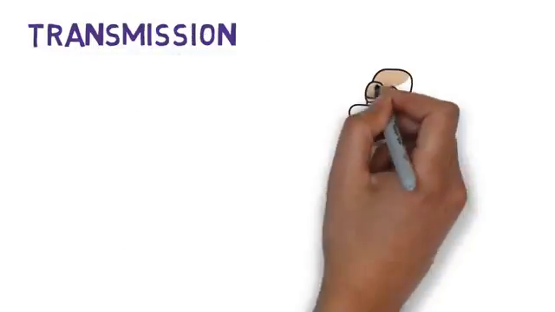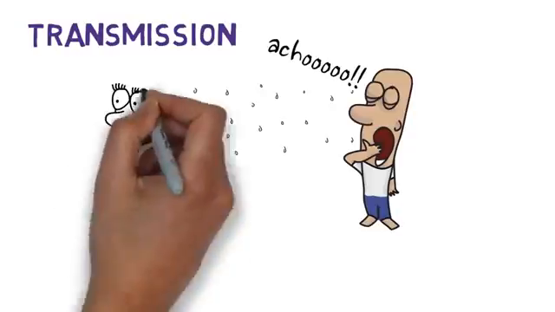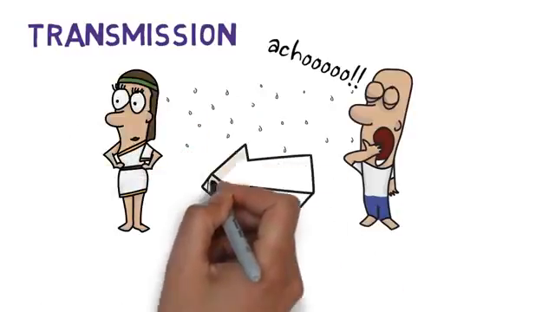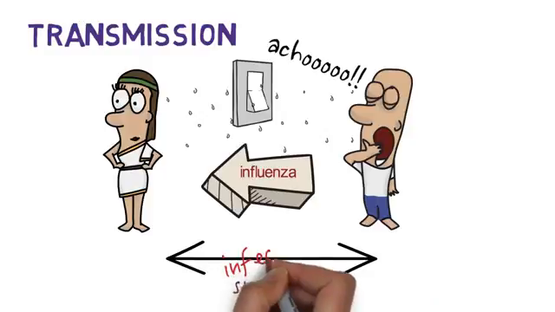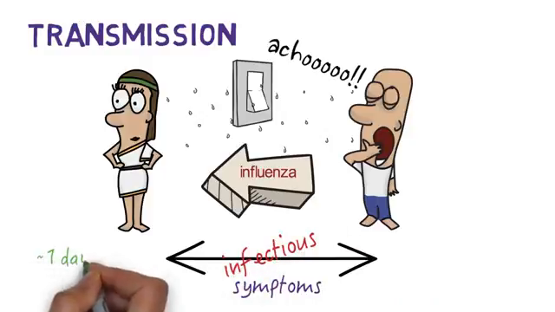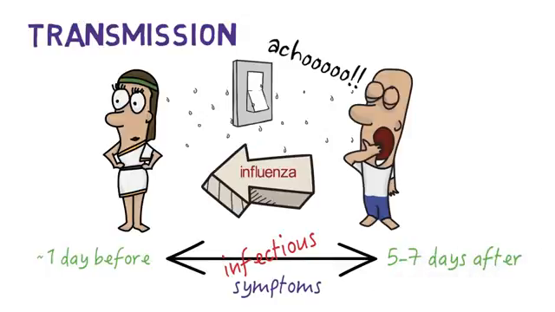How does it spread? When a person with the flu coughs or sneezes, they produce droplets that contain the influenza virus. People can catch the flu virus through the air, or if they touch something that is contaminated with the virus and then touch their nose, mouth, or eyes. People can spread the flu even before they start showing symptoms. They're infectious for about a day before symptoms start and up to 5 to 7 days after. Children and those who are immunocompromised are infectious for longer.